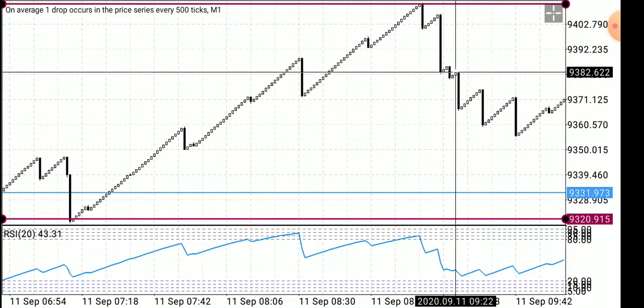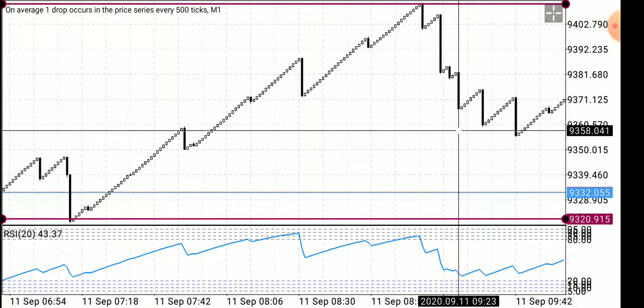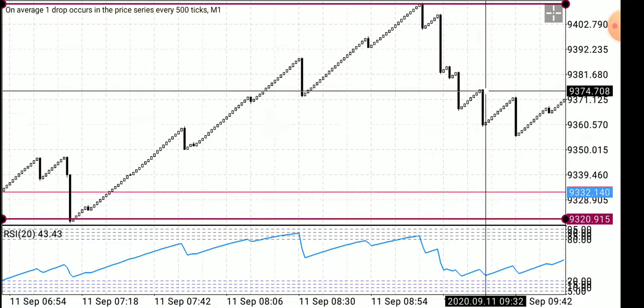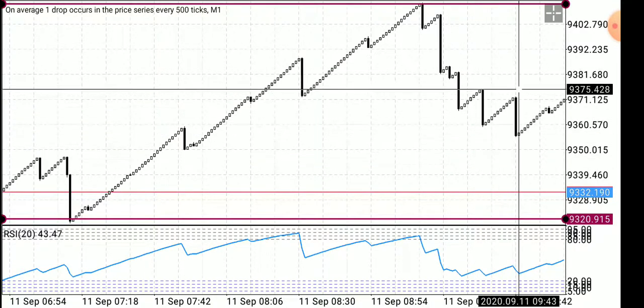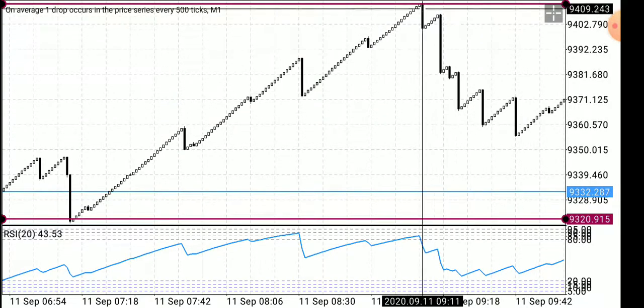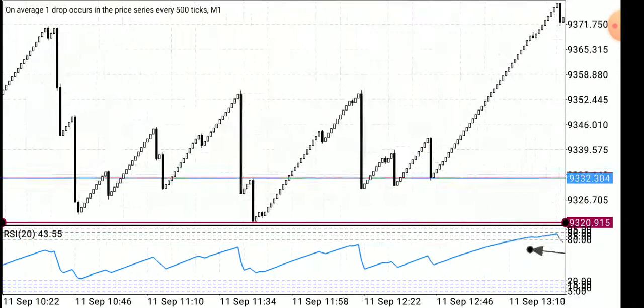So once it spikes again, I'll put my stop loss at the top here. Okay, it actually spikes again. Yeah, I'll put my stop loss at the top here. It actually spikes again. I'll put my stop loss at the top here. But this one actually retraces and hits my stop loss. At the end of the day, I'm in profit. So that's how I catch my spikes.